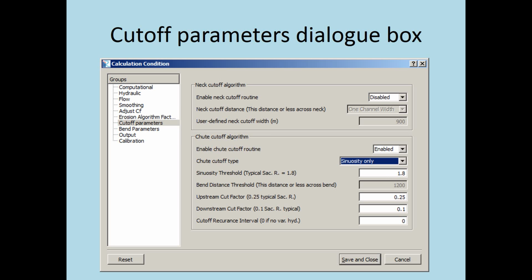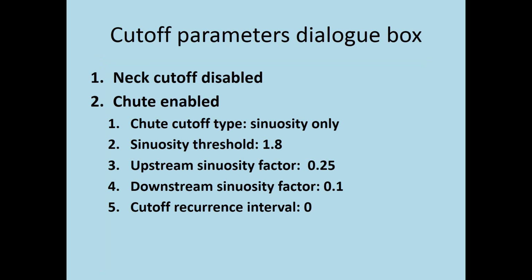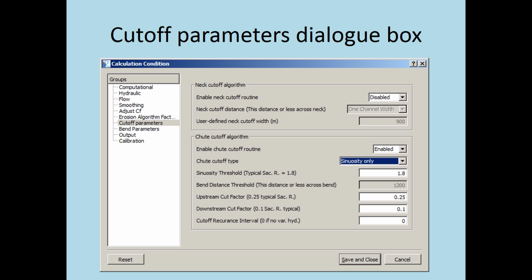The bend distance threshold is grayed out because we're only enabling sinuosity only. So, you set the sinuosity threshold to 1.8, you set the upstream sinuosity factor at 0.25, you set the downstream sinuosity factor at 0.1. And to repeat, then your dialog box will end up looking like this.